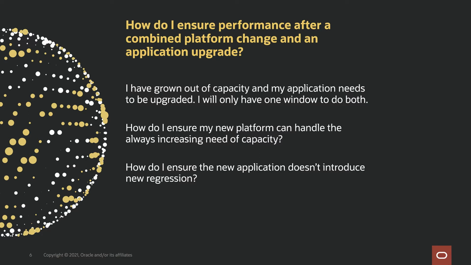How do I ensure performance after a combined platform change and an application upgrade? So I have outgrown my capacity and my application needs to be upgraded. I don't have several windows, I just have one window to do both the migration and the application upgrade. So how do I ensure the new platform can handle the always increasing need of capacity? And how do I ensure that the new application doesn't introduce regression?